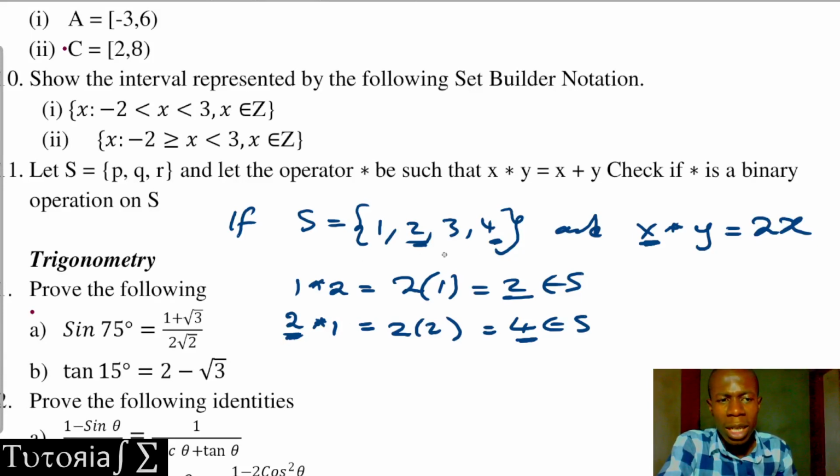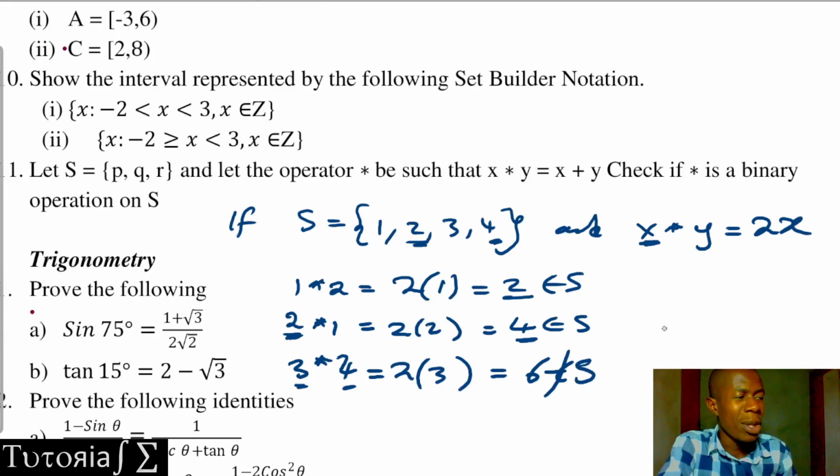Then we try another one. Let's try 3 star 4. The first element is representing x and the second element is representing y. So this would be 3 star y, which is just 2 times our x, which is 3, and we get 6, which is not an element of S.